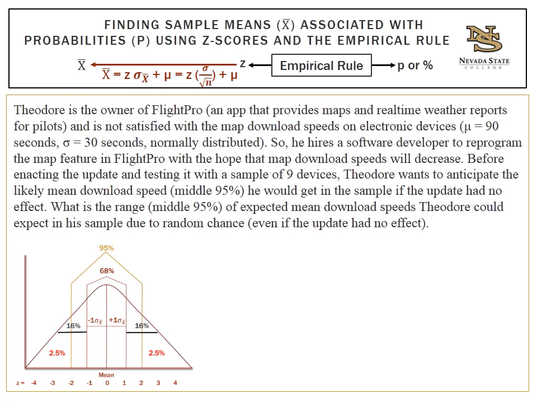All right, so Theodore's trying to anticipate what kind of sample mean of download speeds he would get with any given 9 devices just due to chance. Really, he's looking at the middle 95% here. So let's break this down.